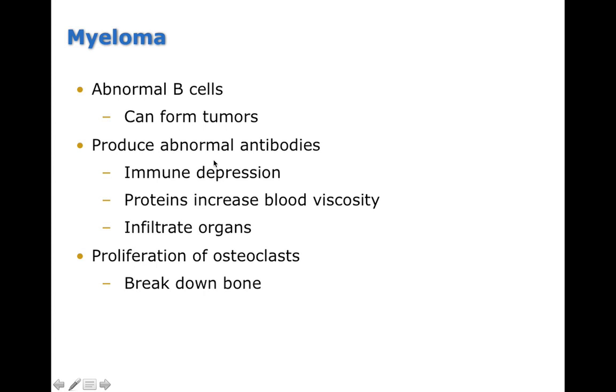Now, they can also produce abnormal antibodies, which can lead to immune depression. Proteins can increase blood viscosity, which can also put you at risk for blood clots. And they can infiltrate different organs, especially ones which have lymphoid tissue, like your digestive tract and spleen. Now, some of these can also lead to the proliferation of osteoclasts, and these osteoclastomas, also called giant cell tumors, can break down bone and lead to weakening of bone.